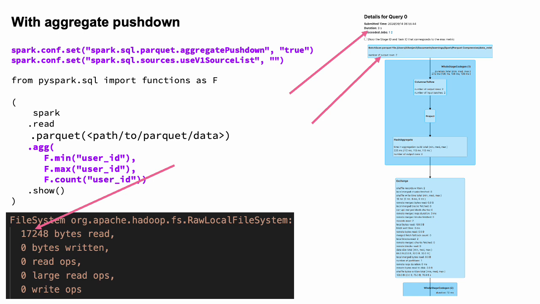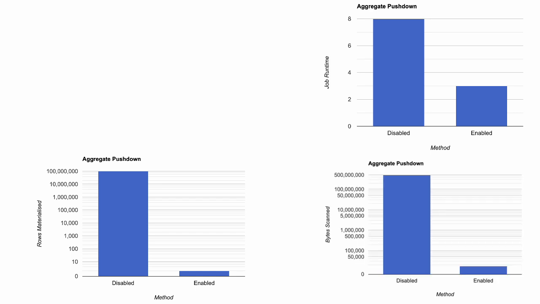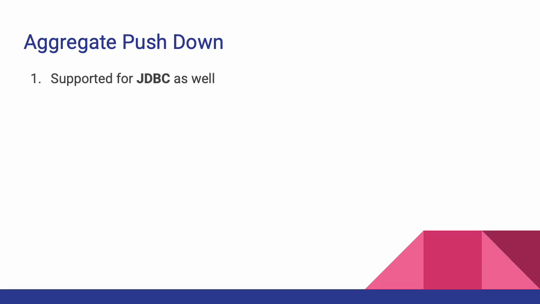And this max, min, and count happens to be associative and commutative operations. So you can take the max of each file and do a global max to get the final result. So the job runtime reduces by about 3 times, from 8 seconds to 3 seconds. Rows materialized becomes very negligible as compared to without aggregate pushdown, and the same is the case with the bytes scanned.